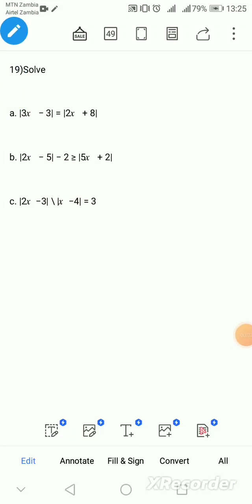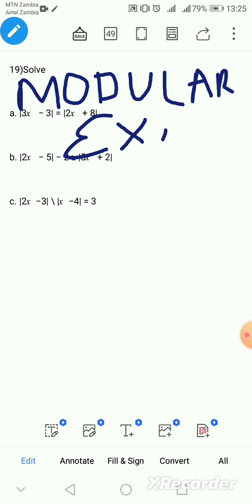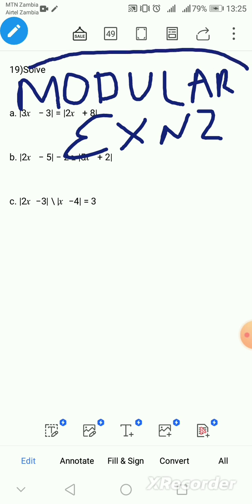Okay, so in this lesson, we're going to look at a special type of equation which is known as a modular equation. So modular equations, that's the title of this lesson. Before we go into modular equations, I would like to just explain the meaning of these modulars.